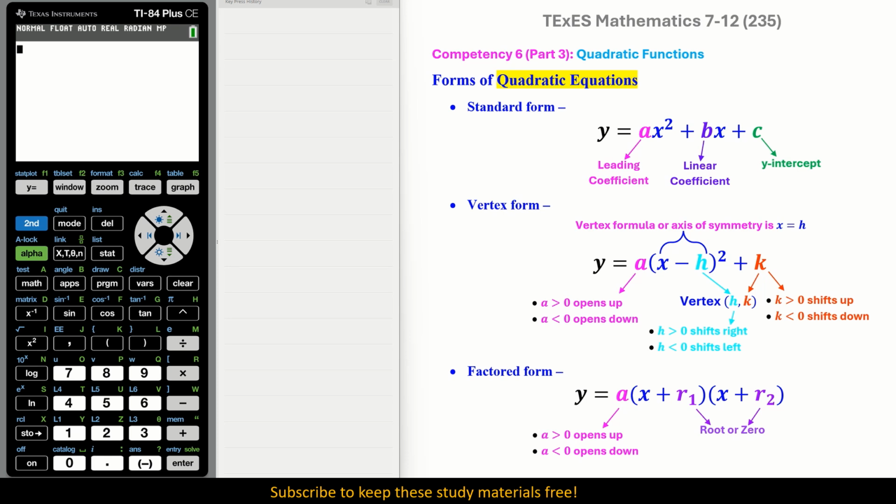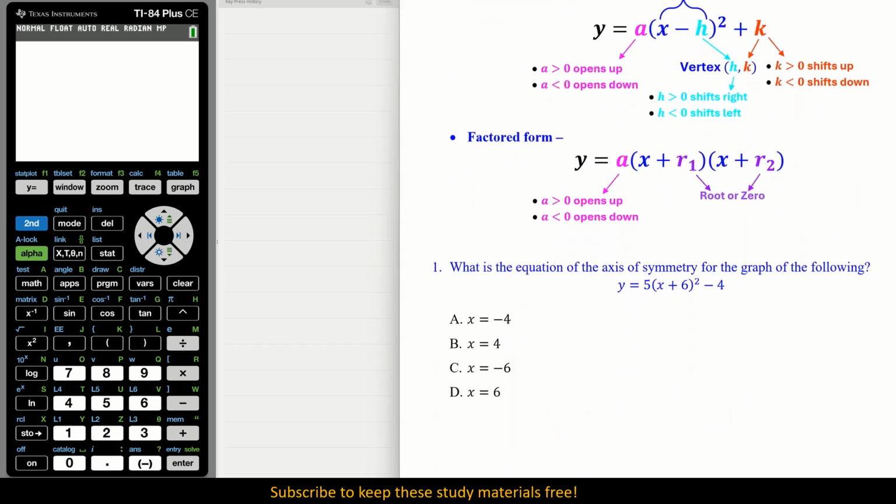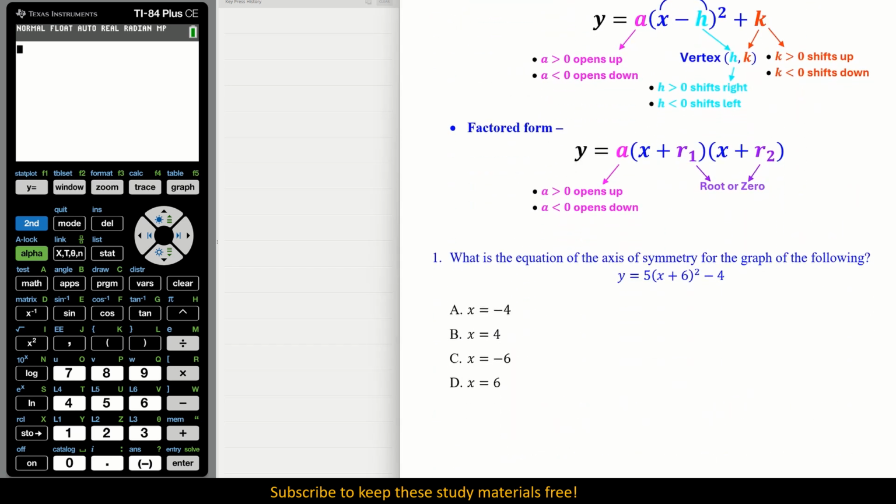Okay, here are all 3 of the forms that we will use. Only the first 2 will be used in this video. All right, let's go to number 2. What is the equation of the axis of symmetry for the graph of the following?